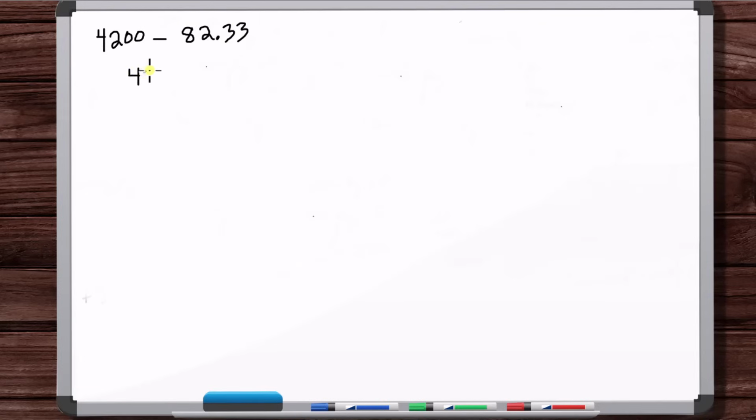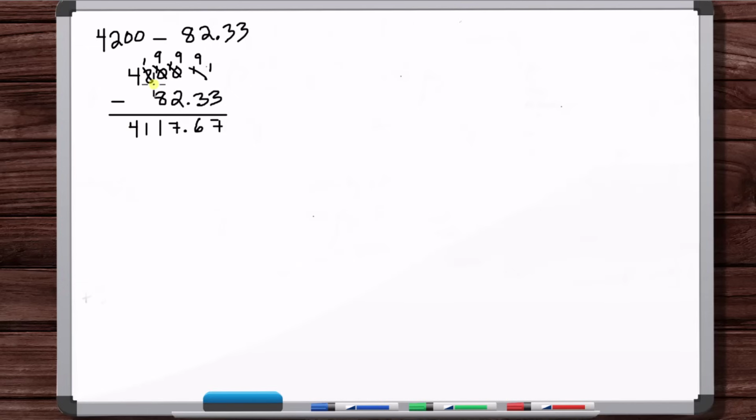All right, same process. Line up the places, and don't put any significant placeholder zeros. It might be tempting to. Don't do it. Okay, so we've got to borrow here, borrow here, borrow here, borrow here. Okay, so 10 minus 3 is 7. 9 minus 3 is 6. 9 minus 2.